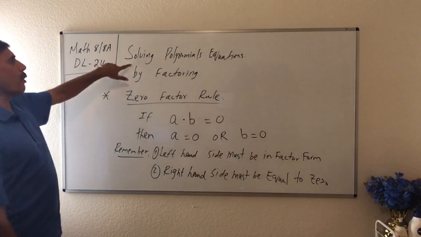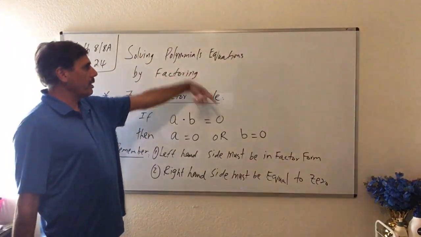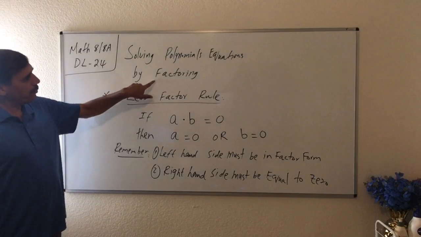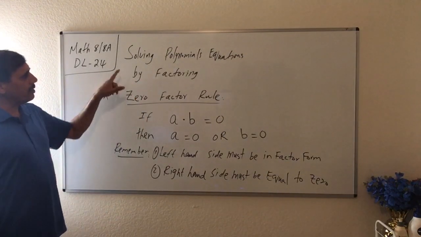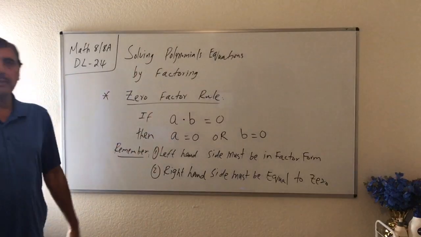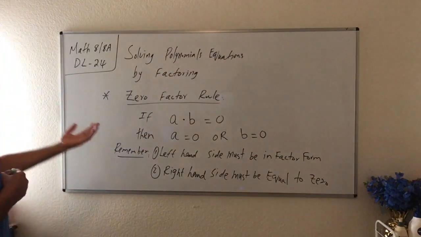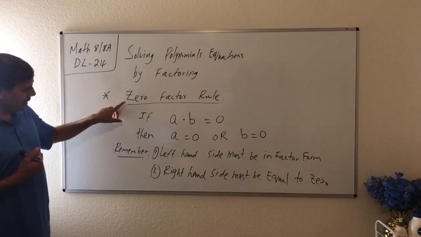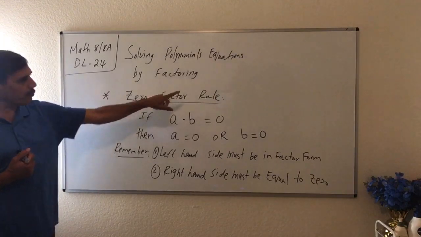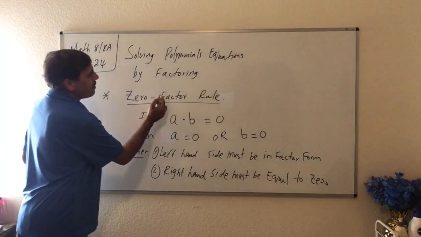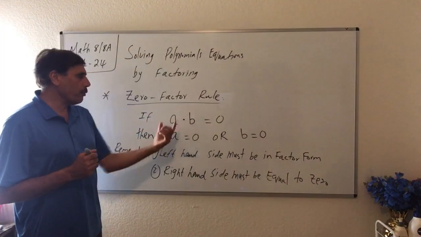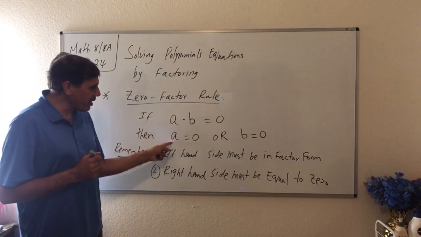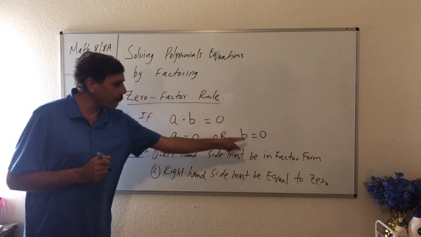So what we're going to do is solve polynomial equations. The first approach is factoring, because we just finished factoring. So we're going to solve polynomial equations by the factoring method. To do that, we need the rule called the zero factor rule. Zero factor rule means that if two factors equal zero, then either the first one equals 0 or the second one equals 0.